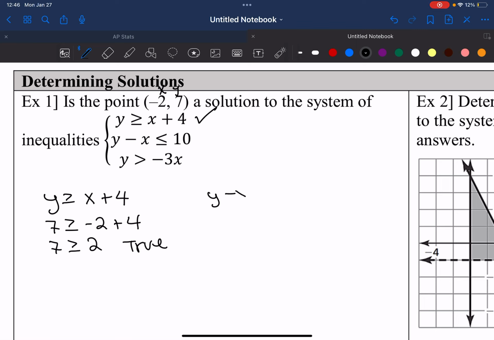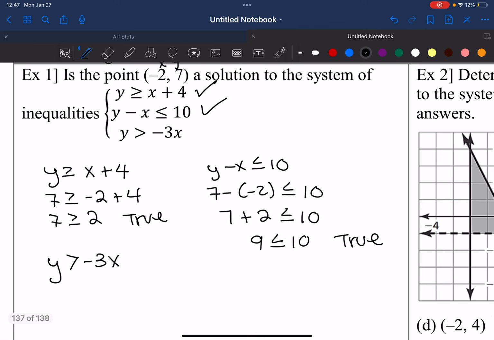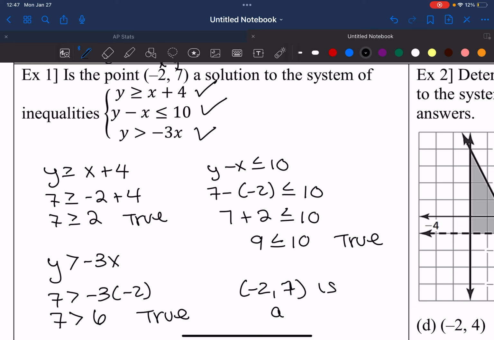Then we have y minus x less than or equal to 10. Y is 7, so 7 minus -2 for x is less than or equal to 10. That's the same as saying 7 plus 2 is less than or equal to 10. 9 is less than or equal to 10. True statement. So this one's good. Then we have y greater than -3x. So in order to plug this in, we have 7 is greater than -3 times -2. So 7 is greater than 6. True statement. Since all of these are true, that tells us that -2, 7 is a solution.